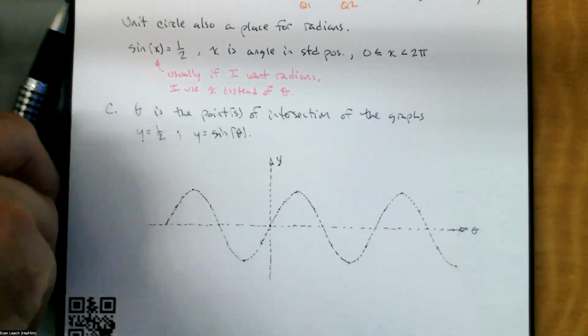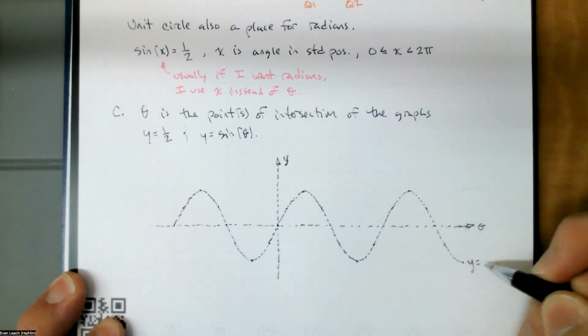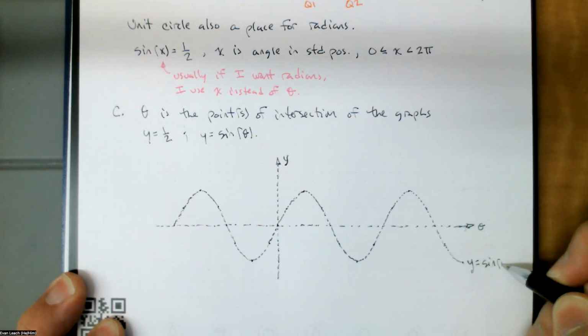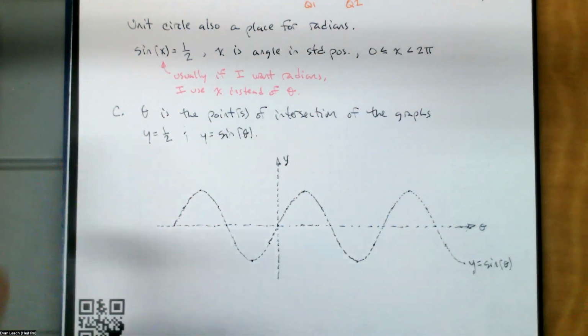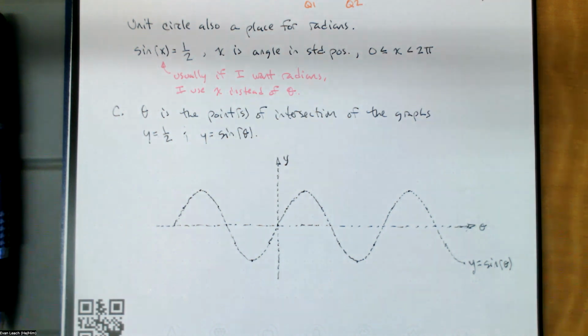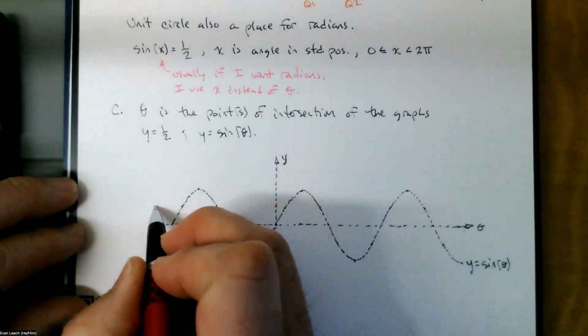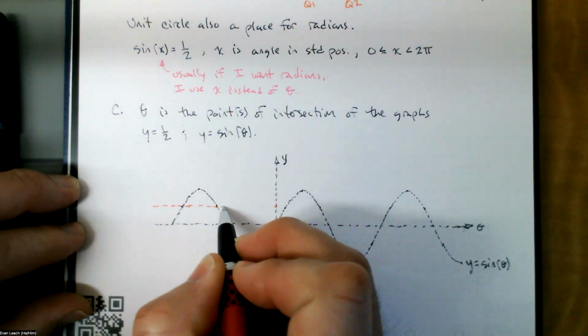So here we have the graph y equals sine of theta. And we want to find the intersection with the graph of y equals sine of theta when the y-coordinate is equal to 1/2. So I'm going to draw the line y equals 1/2, and we want to see where that happens.